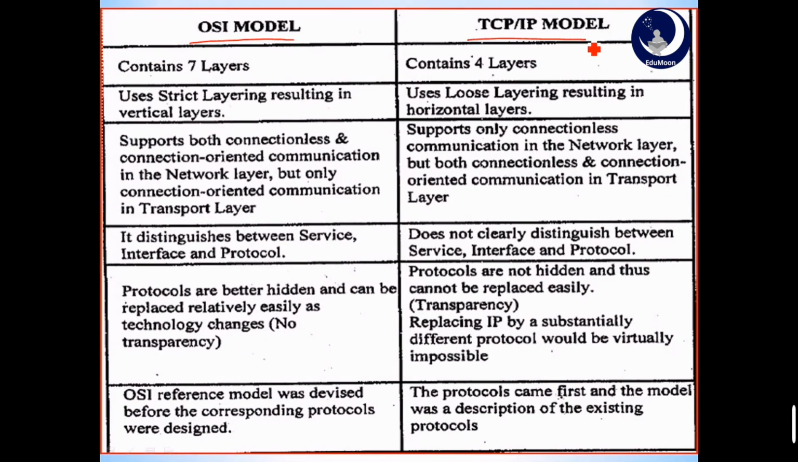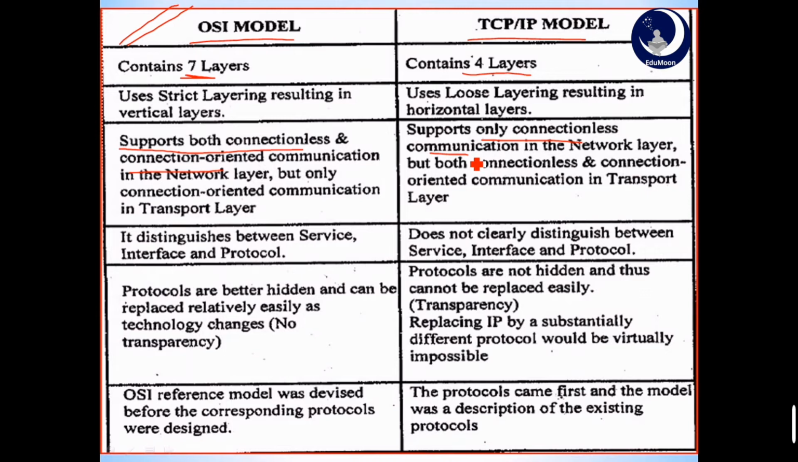See, here is the difference between the OSI model and the TCP/IP model. This is where you have to pay more concentration, and this is the most important question which will be asked in the exam. So let's see the difference. The OSI model contains 7 layers, whereas the TCP/IP model contains 4 layers. And the OSI model supports both connectionless and connection-oriented communication, whereas the TCP/IP model only supports connectionless communication.